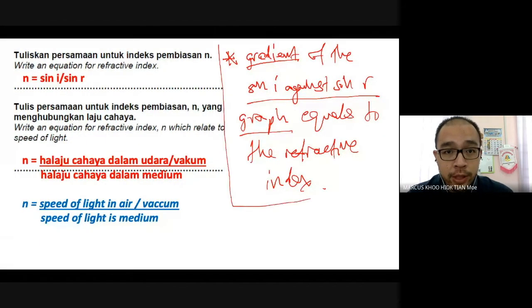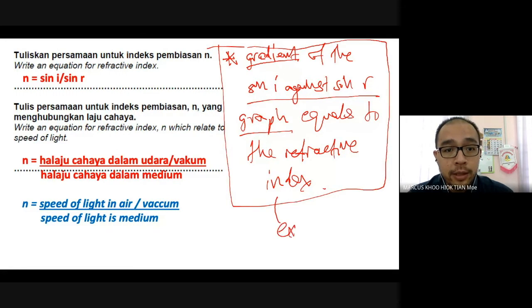It's a very important thing. We use this method in an experiment. When you're doing an experiment and the question says determine the refractive index, we don't use this formula. We use the gradient of the graph. That's why you have to plot the graph and find the gradient.